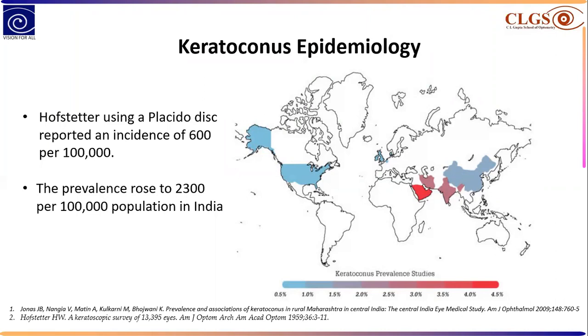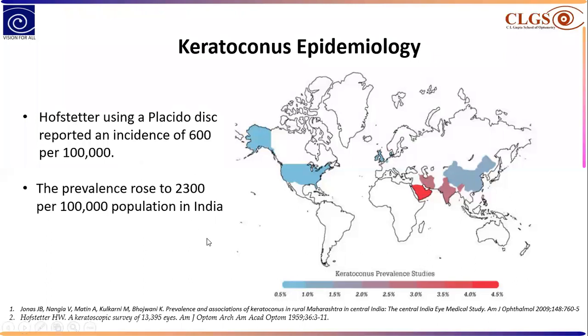So keratoconus. Since the last 2 days we have been discussing myopia and how it is increasing. Keratoconus is also a disease that studies have shown is increasing. One study was done in 1959 by Hofstra. That was the first study where they tried to report the prevalence of keratoconus using a Placido disc, and they reported a prevalence of 600 persons affected with keratoconus in every 1 lakh population.